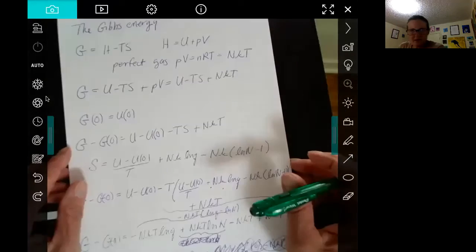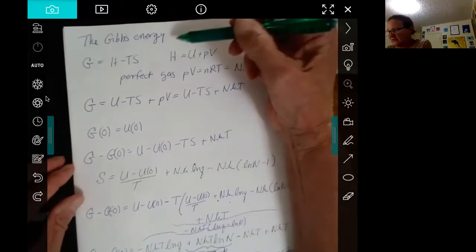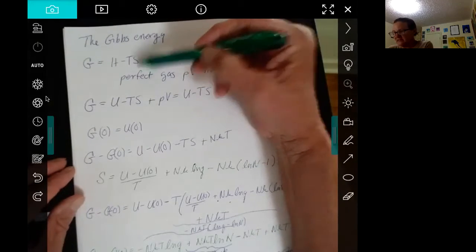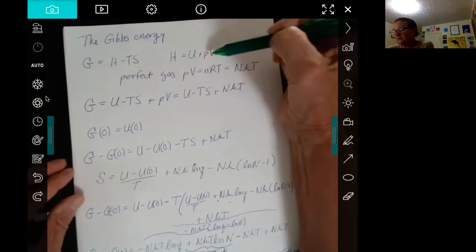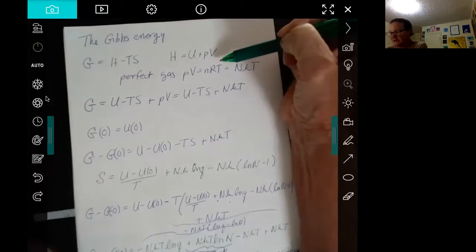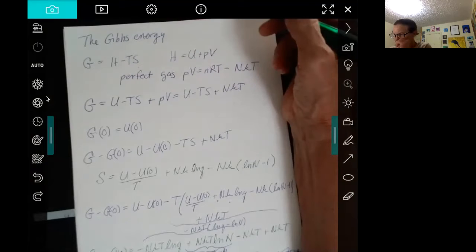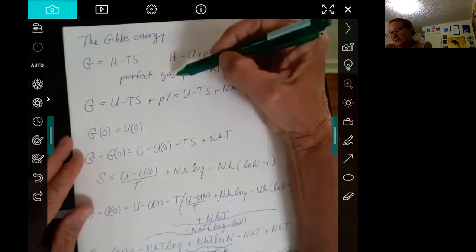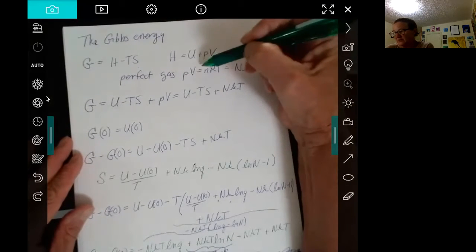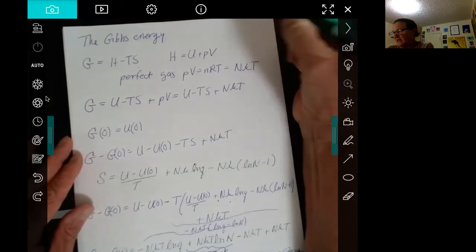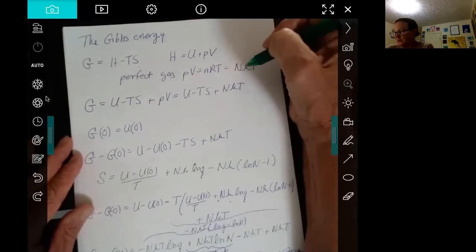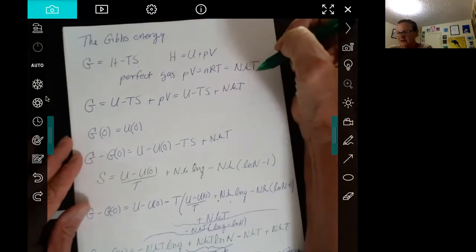So let's do that. I don't think we need these papers. We need it to be bigger to actually follow the derivation. So our definition of the Gibbs energy is H minus TS, and H is U plus PV. And if we're talking about gases, so what we're going to derive is an equilibrium constant only for gas phase reactions. And if we assume that the gases are perfect, then the PV term is equal to nRT, and nR is equal to the number of molecules times k. So you could write that either way.